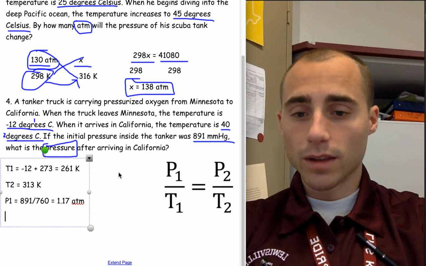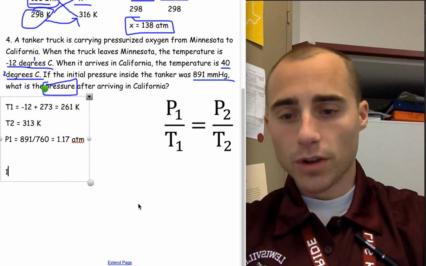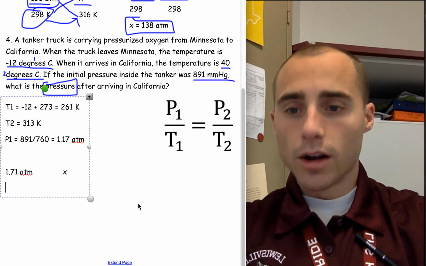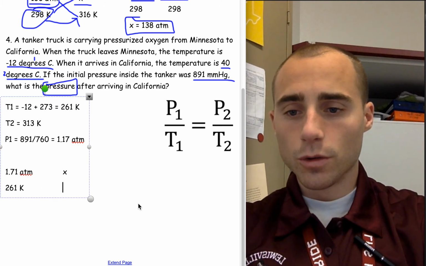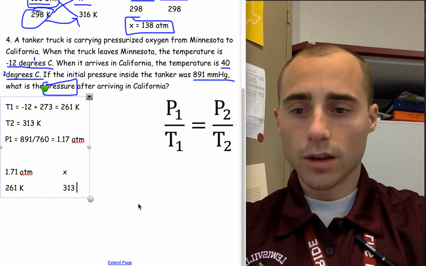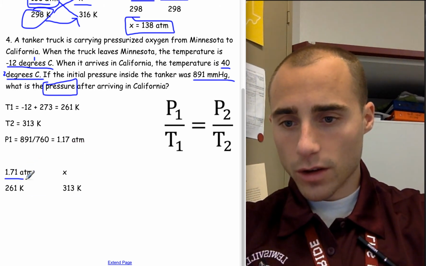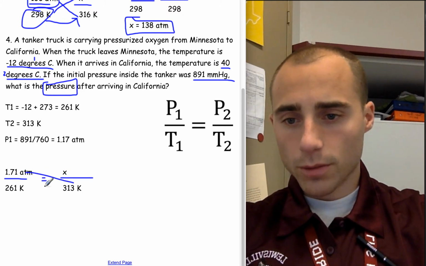Okay, so now we have everything we need. We can go ahead and set it up. Extend this just a little bit. So our pressure 1 is 1.71 ATM. Our pressure 2 we do not know. Our temperature 1 is 261 Kelvin. And our temperature 2 is 313 Kelvin. So we're going to set up our ratio here. Cross multiply.